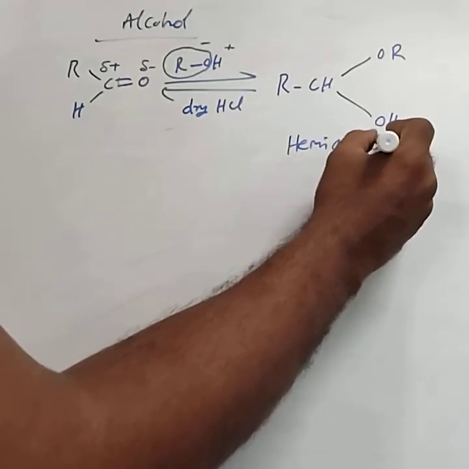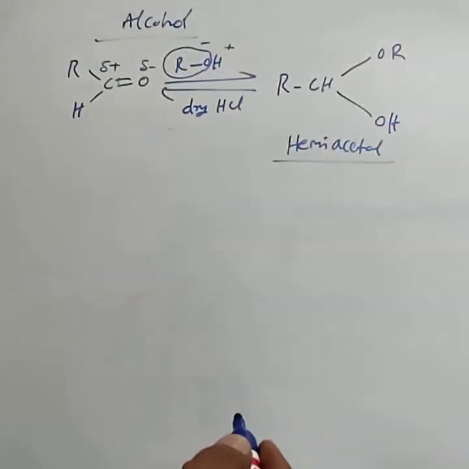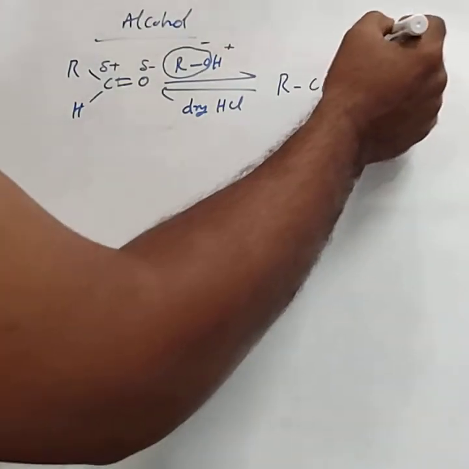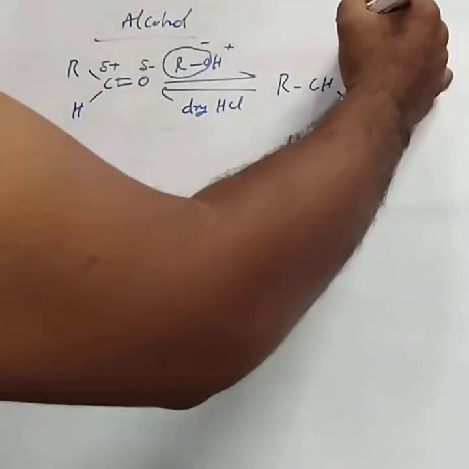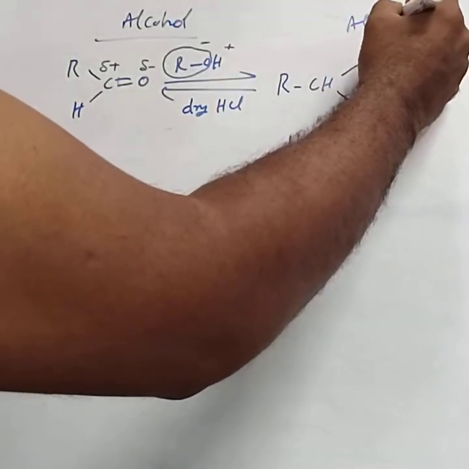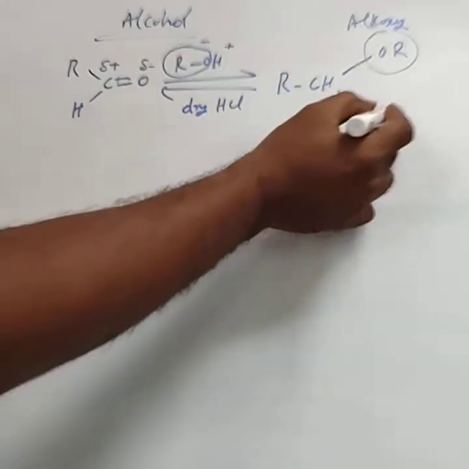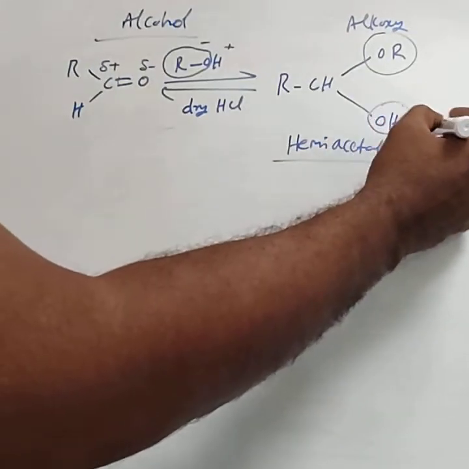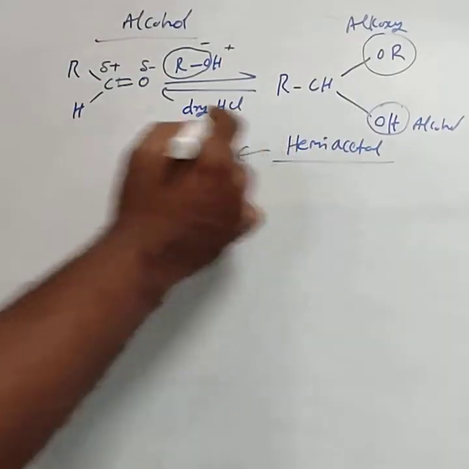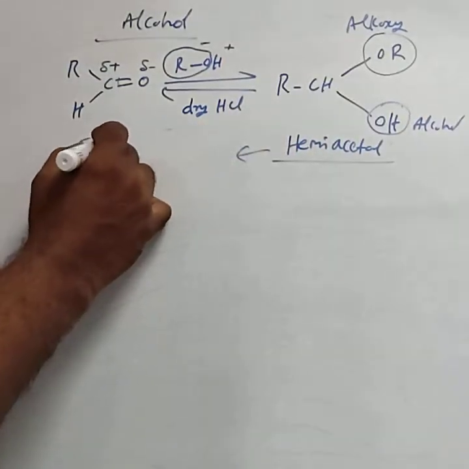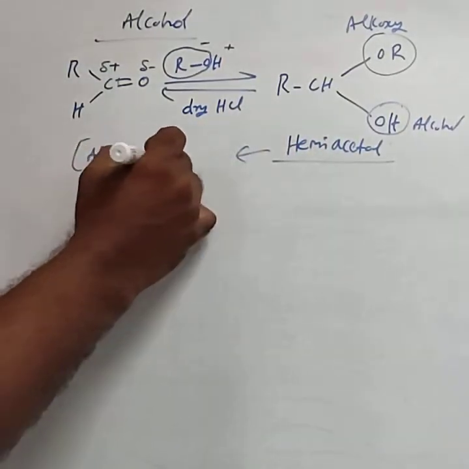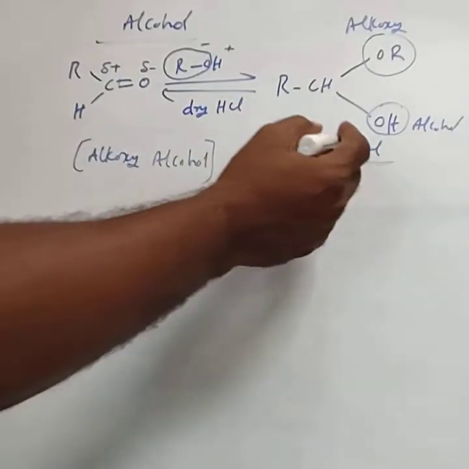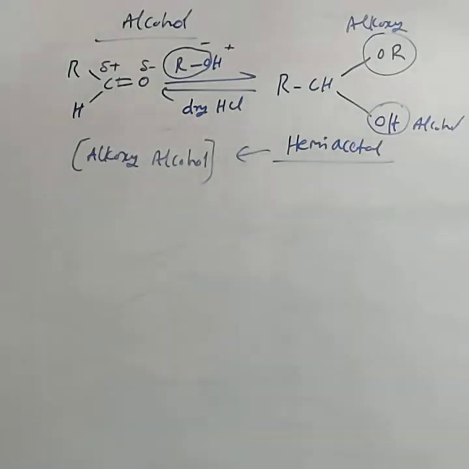This is called a hemiacetal. This is very important. Hemiacetal means this part is an alkoxy, OR means an alkoxy, and this OH is an alcohol. That is, hemiacetal means alkoxy alcohol, commonly called a hemiacetal.